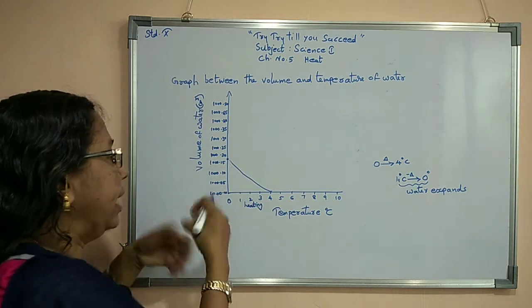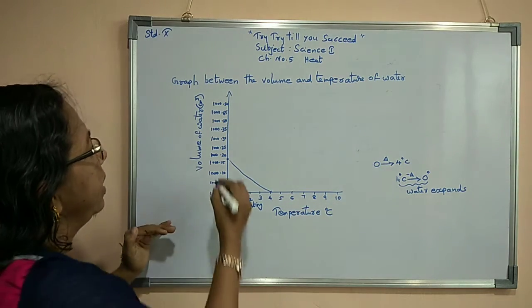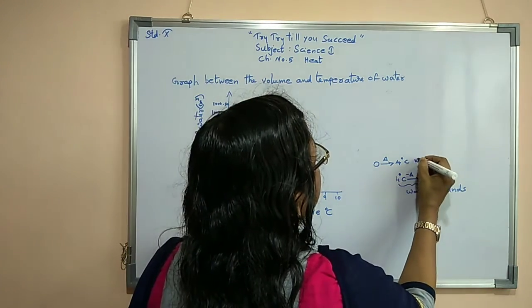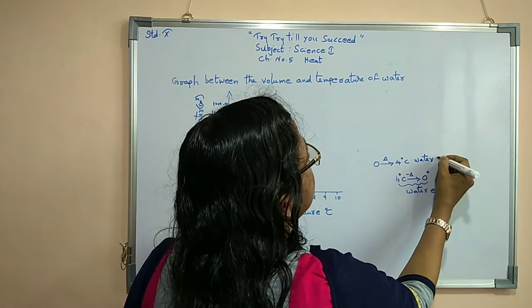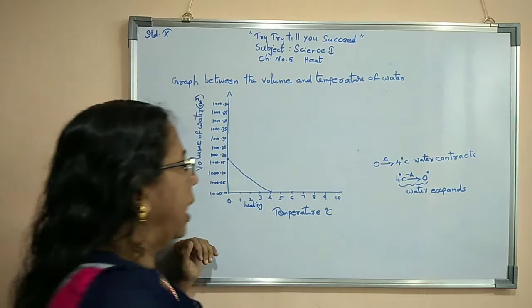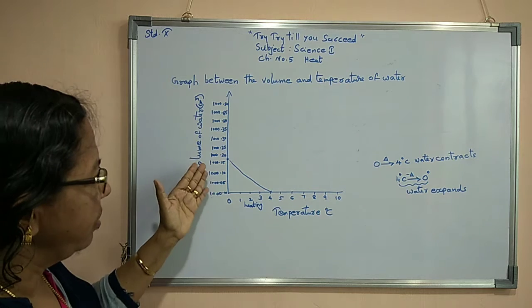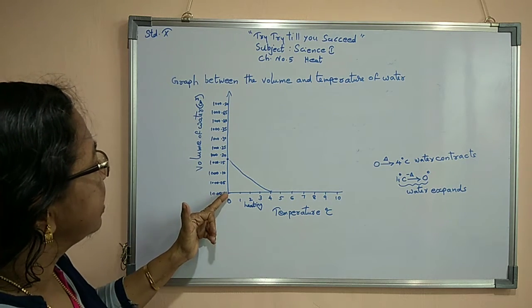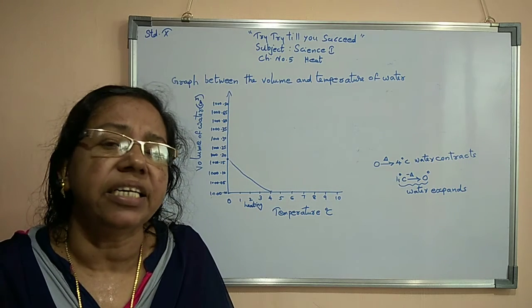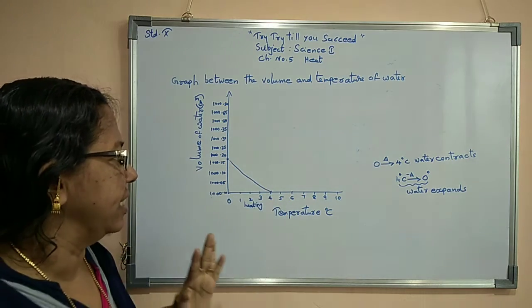After that we are heating the water from 0 to 4 degree Celsius. Slowly, when we are heating the water, what is happening? Water contracts up to 4 degree Celsius. At 0 degree Celsius, water is in the expanded condition. But once we started heating from 0 degree Celsius to 4 degree Celsius, expansion is not taking place. Here contraction is taking place up to 4 degree Celsius.